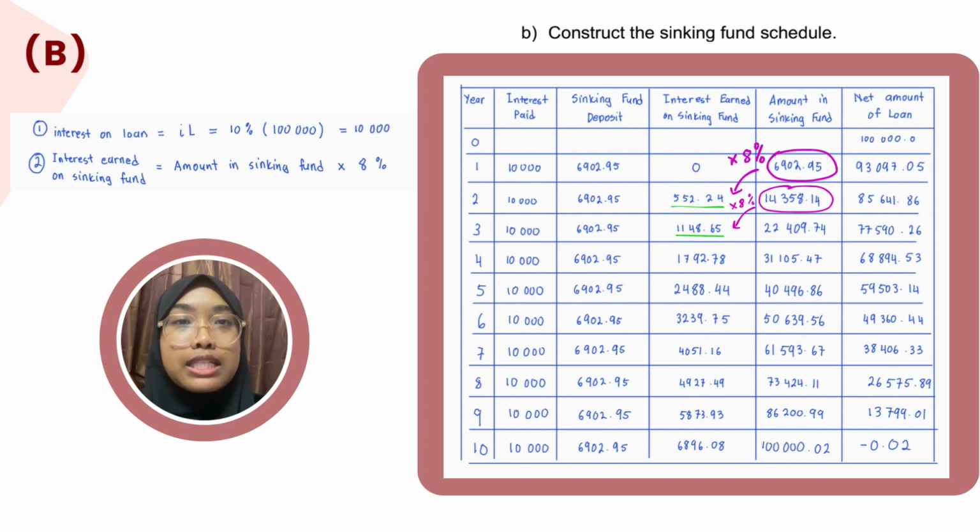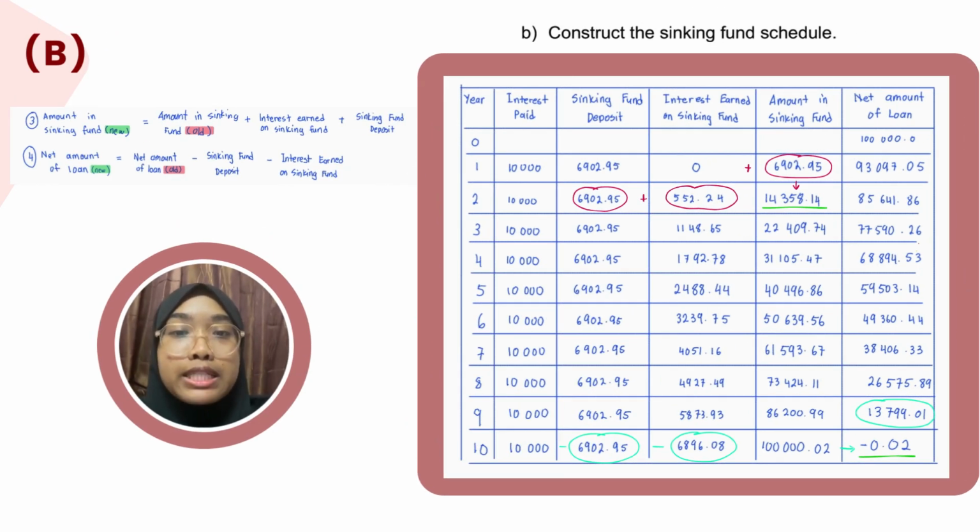So the third column is sinking fund deposit. From part A, we already found the sinking fund deposit is 6,902.95. This deposit is also constant every year. And the next column is interest earned on sinking fund. So this interest depends on the previous balance in the sinking fund. So the formula is interest earned in sinking fund equals to amount in sinking fund times 8%. So for year 1, there is no money in the fund yet, so interest earned is 0. For year 2, amount in sinking fund is 6,902.95 times 8%. So we got 552.24, and the same process continues for every year.